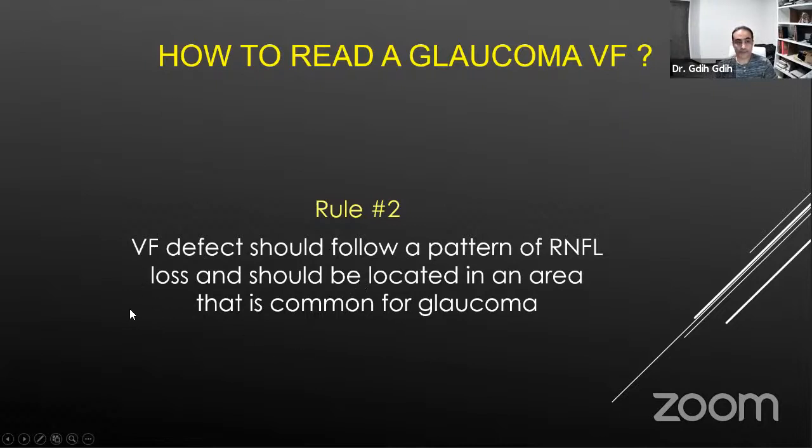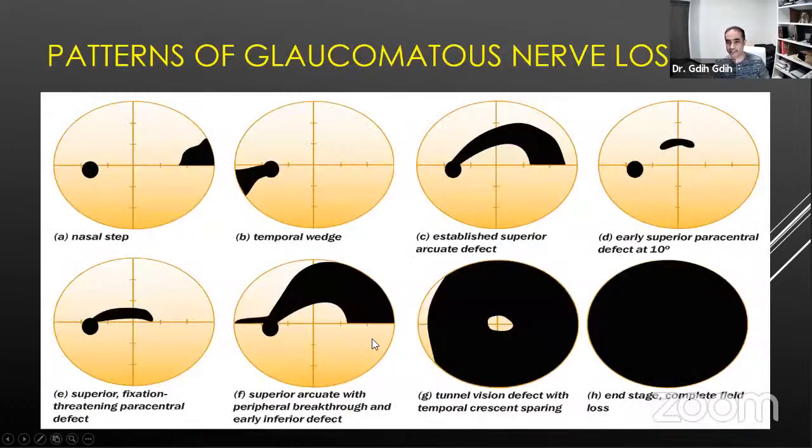Rule 2. So we said rule 1, always correlate a visual field to a glaucomatous optic neuropathy. Rule number 2, the visual field defect should follow a pattern of RNFL loss and should be located in an area that is common for glaucoma. What does that mean? There are certain areas that are common for glaucoma in the visual field. If it is not one of them, you cannot take it right away. You should look back and repeat the test, and you have to make sense of it. So what are these areas?